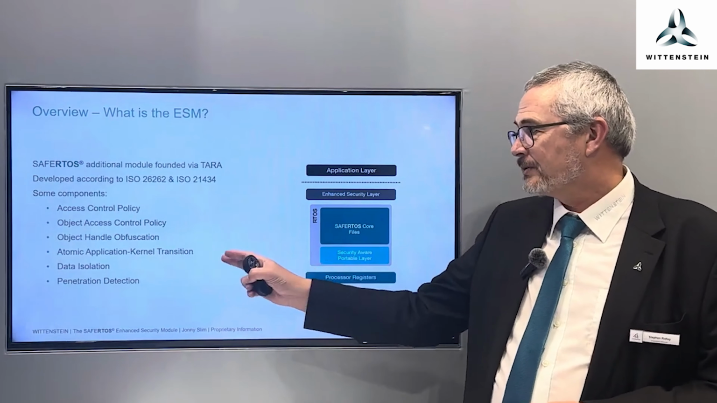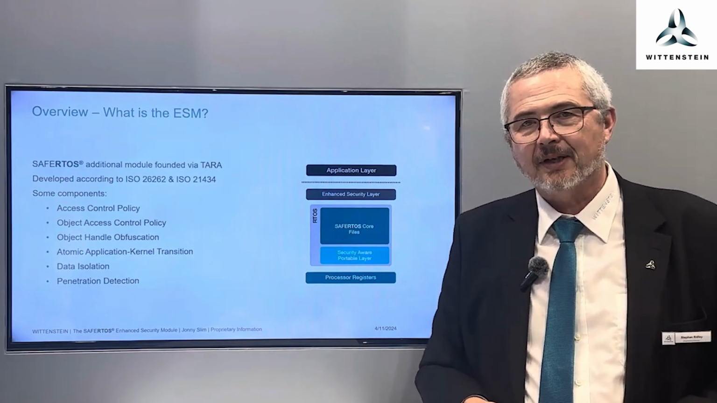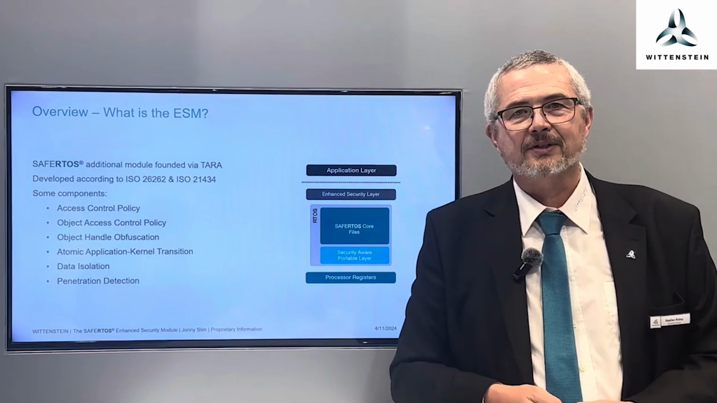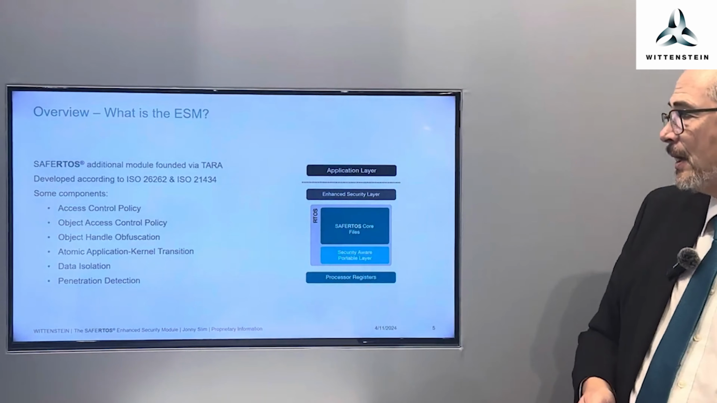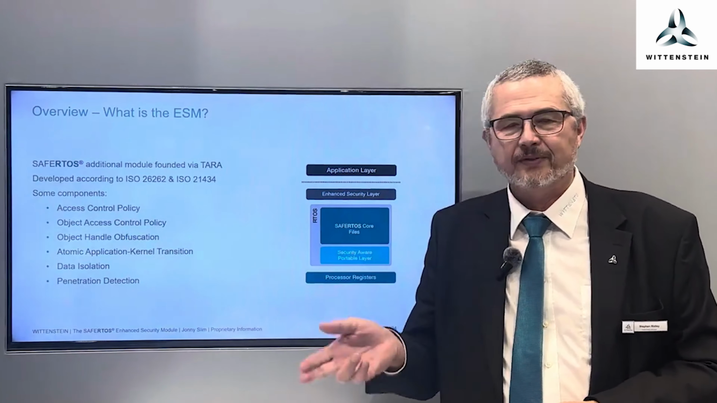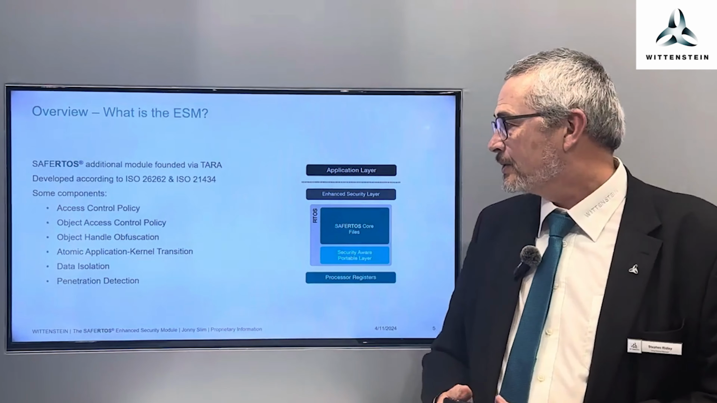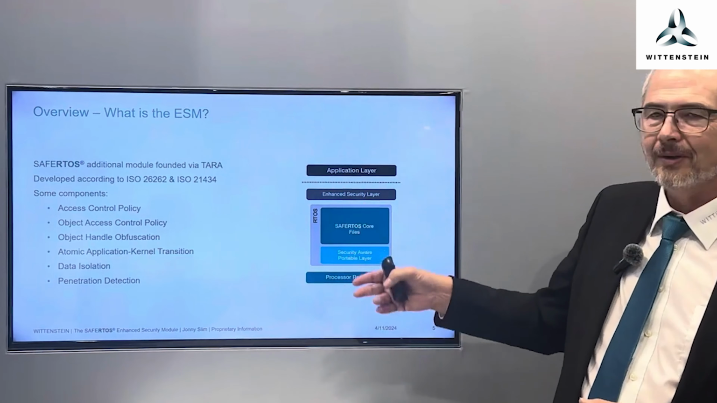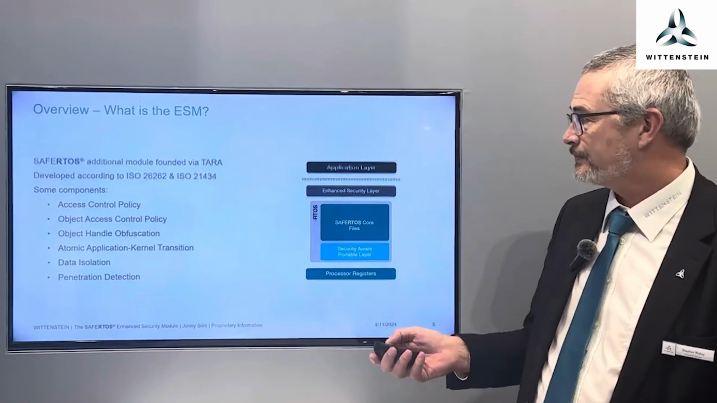And then also data isolation, which involves making sure that the data that the RTOS uses is protected from direct access by the application code. And finally, penetration detection. We want to know if somebody is trying to poll the system, compromise the system that way. So these are the main features of the RTOS. I'm just going to talk a little bit more about each of these in the next few slides.